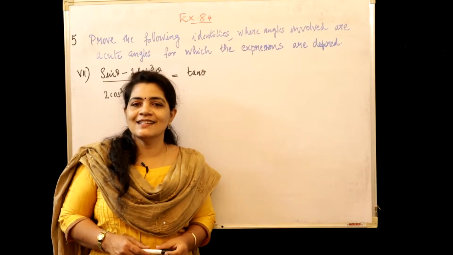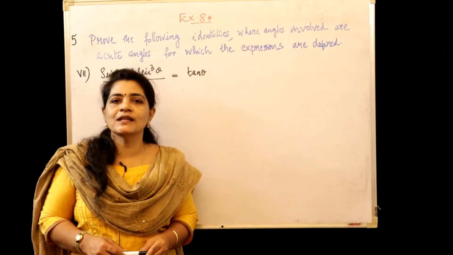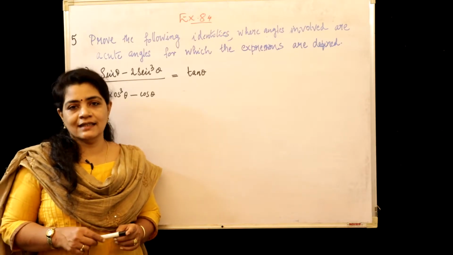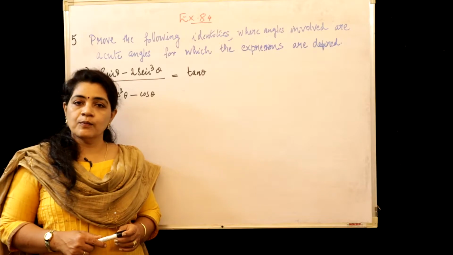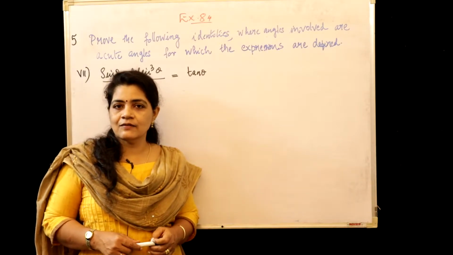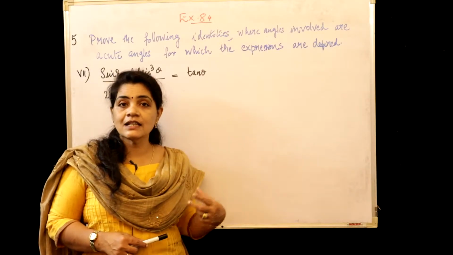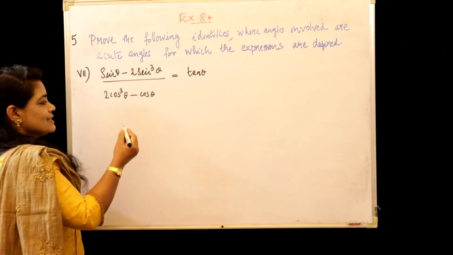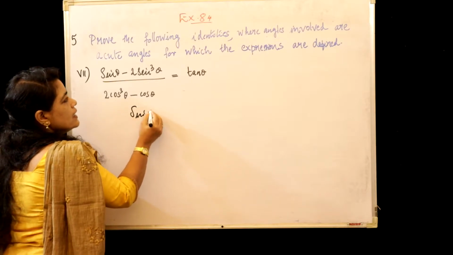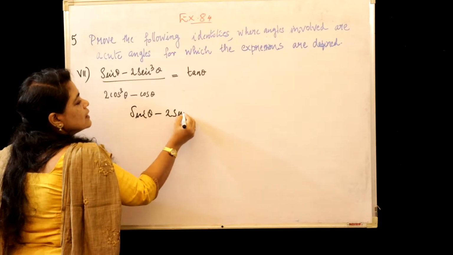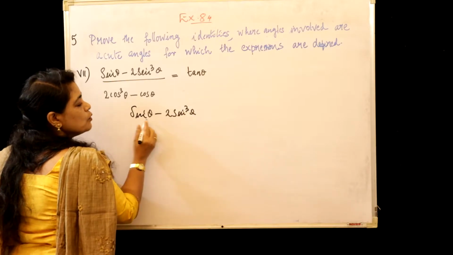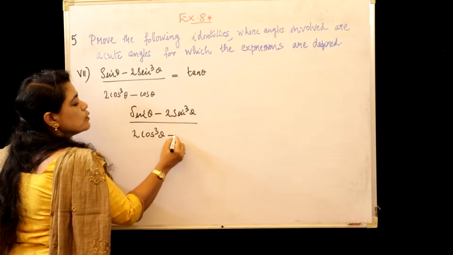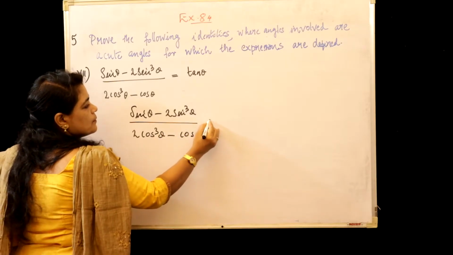Now the seventh question, that is sin theta minus 2 sin cube theta divided by 2 cos cube theta minus cos theta equal to tan theta. This is an identity. We can prove this by taking the LHS. We are going to solve that and we can easily show that it is equal to tan theta. For that, the LHS, that is sin theta minus 2 sin cube theta, that means we have 2 terms in the numerator and also 2 terms in the denominator, 2 cos cube theta minus cos theta.